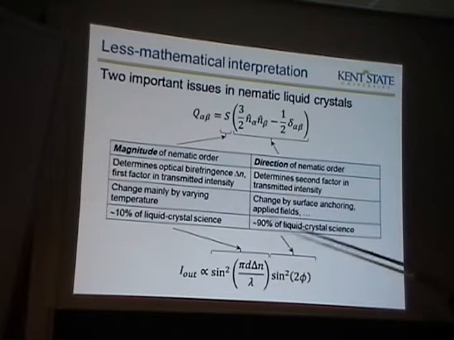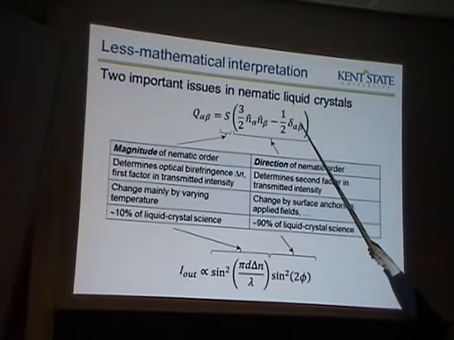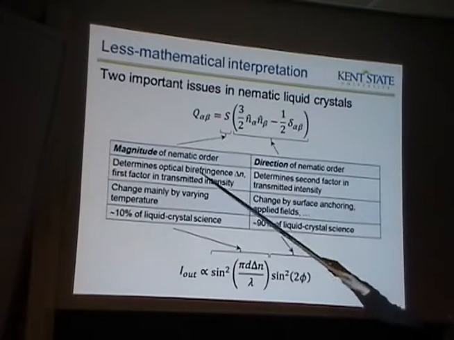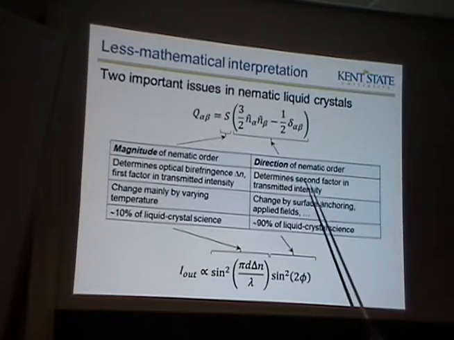And so the S factor is what determines this first factor, the sine squared of this quantity in the optical transmission. And then the direction is controlled by other kinds of factors, like surface anchoring and applied fields, other ways that people might manipulate liquid crystal cells. It determines the second factor in the transmitted intensity, the sine squared of 2 phi kind of factor. So liquid crystal science involves understanding and controlling these two things, the magnitude and the direction.